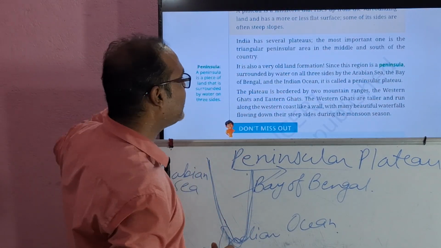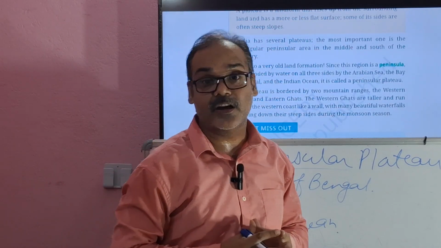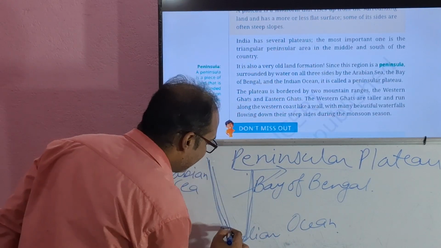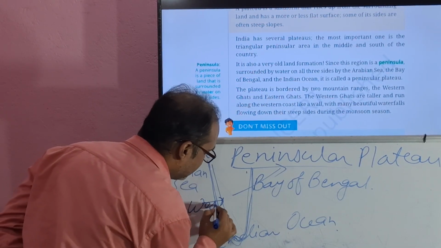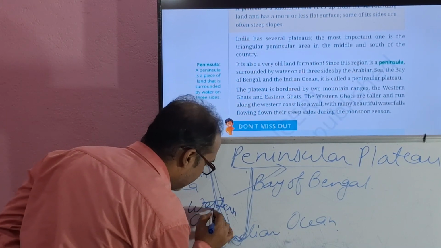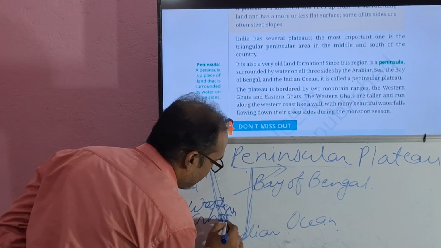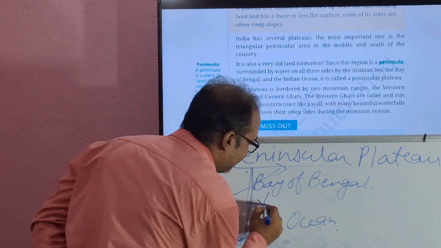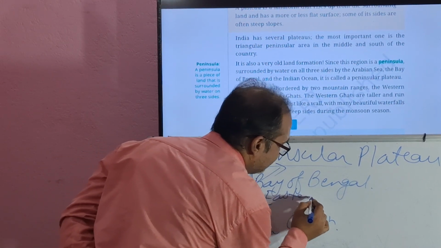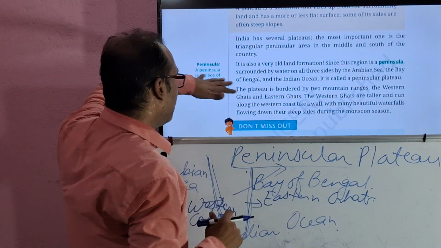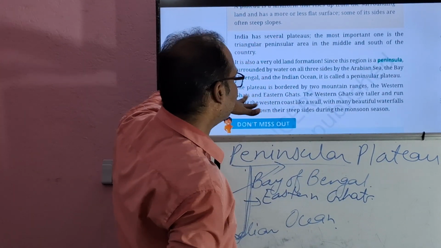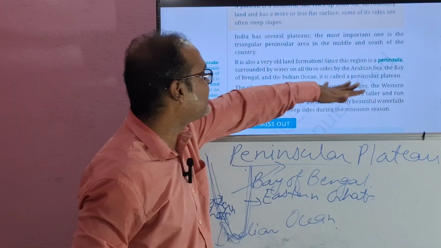The plateau is bordered by two mountain ranges. Here at this side, the western side, it is the Western Ghats. And this is the Eastern Ghats, right? So the Western Ghats and Eastern Ghats. The Western Ghats are taller.